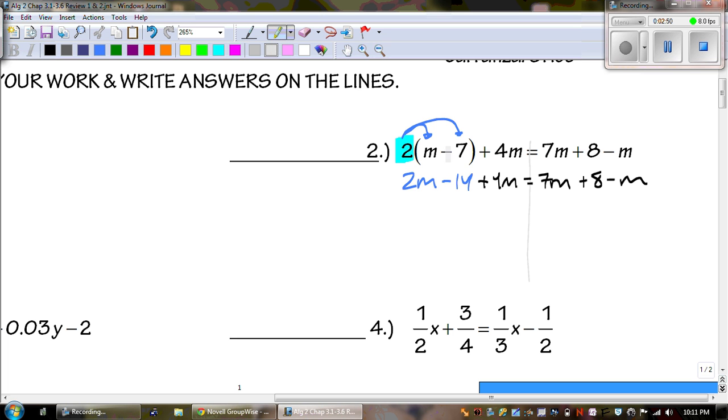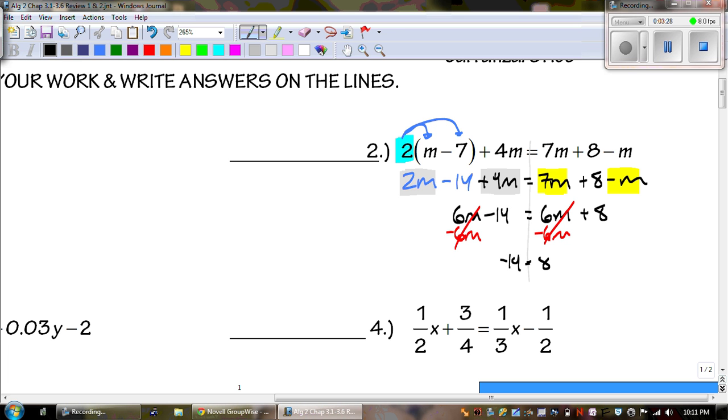Now, the next thing to do is to combine like terms. I'm going to look on both sides. So 2 plus 4, that is a 4, gives us 6m minus 14. Now, let's look at the right side. I have 7m minus m, which gives us 6m. Okay, so the next thing to do would be to get my variables to one side, so I would subtract the 6m. Well, the 6m's cancel on both sides, and I'm left with a negative 14 equals 8.